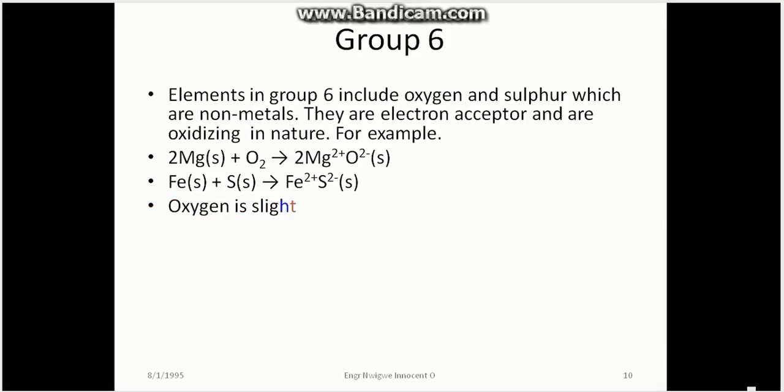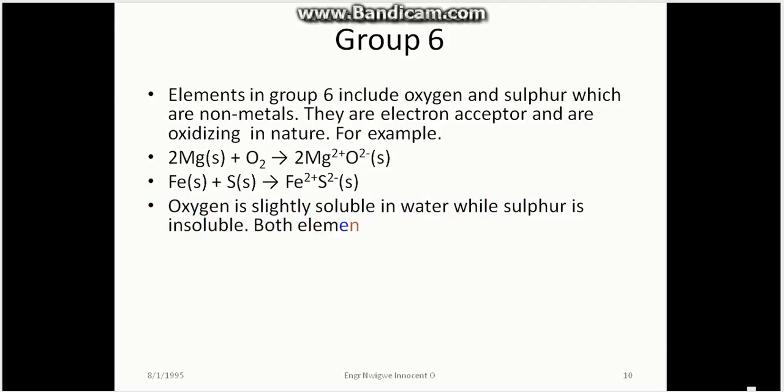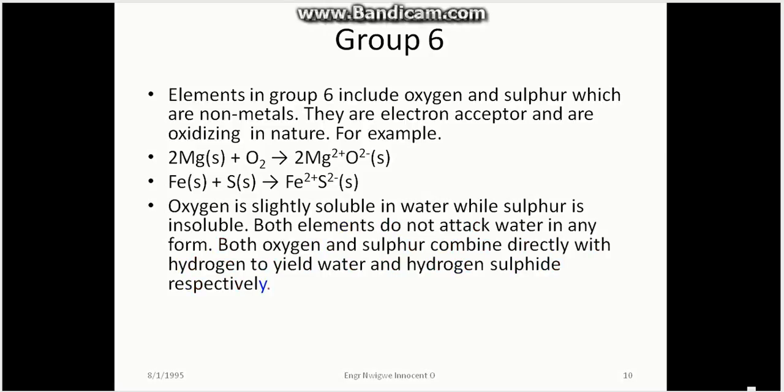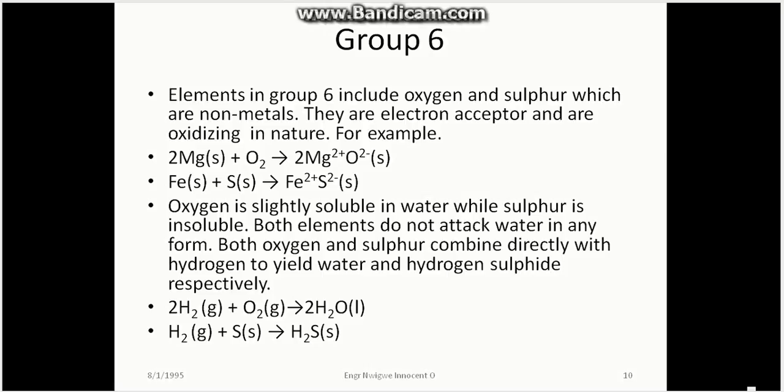Oxygen is slightly soluble in water while sulfur is insoluble. Both elements do not attack water in any form. Both oxygen and sulfur combine directly with hydrogen to yield water and hydrogen sulfide respectively. 2 molecules of hydrogen gas plus 1 molecule of oxygen gas give 2 molecules of water. 1 molecule of hydrogen gas plus 1 molecule of sulfur solid give 1 molecule of hydrogen sulfide.